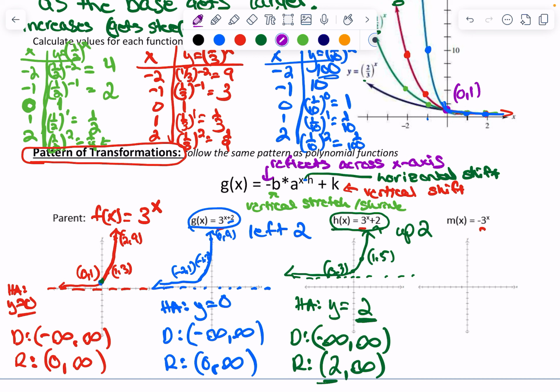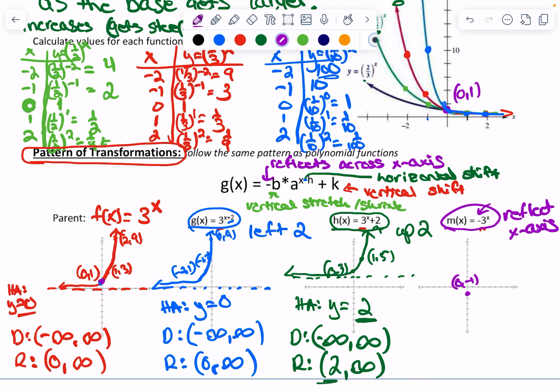Okay, let's look at the next one. M of x equals negative 3 to the power of x. So what are we doing here? We are reflecting it across the x-axis. So all of these points, like the point 0, 1, is going to come down to down here. Actually, that's going to be 0, negative 1.